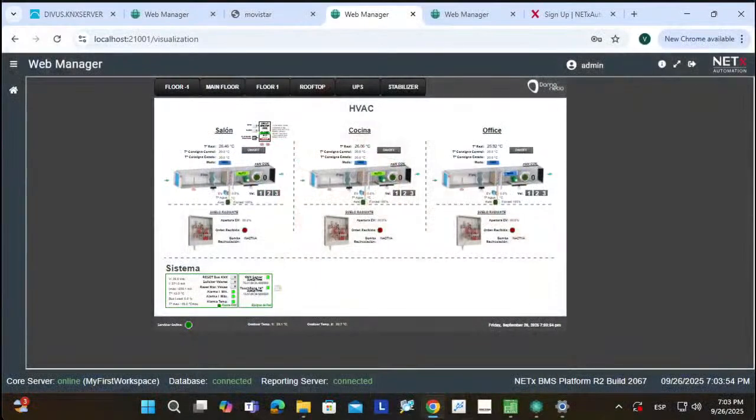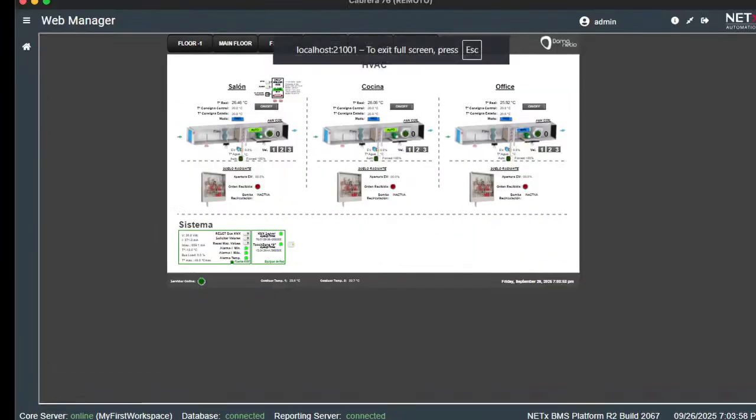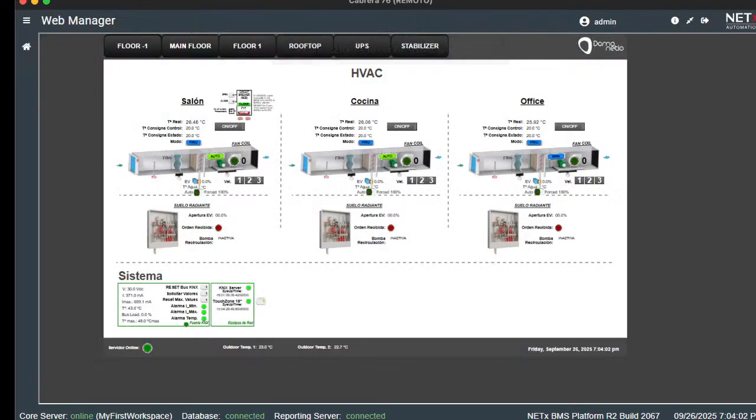Let me do something. I know you don't see my screen. I'm logging in. One second. Visualization. Okay, let's go. I hope you can see it, because it's quite small. I don't know if you can see it. I know it's small. Okay, now it's a bit bigger. So this is the web manager.